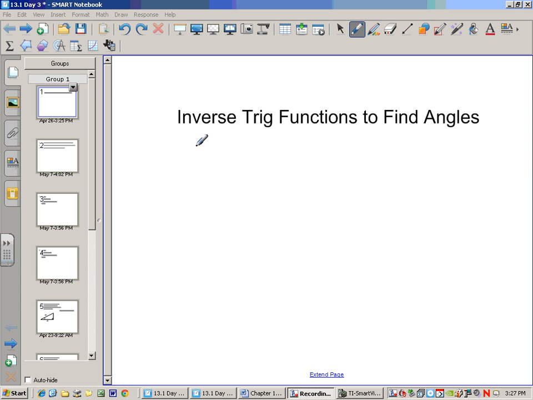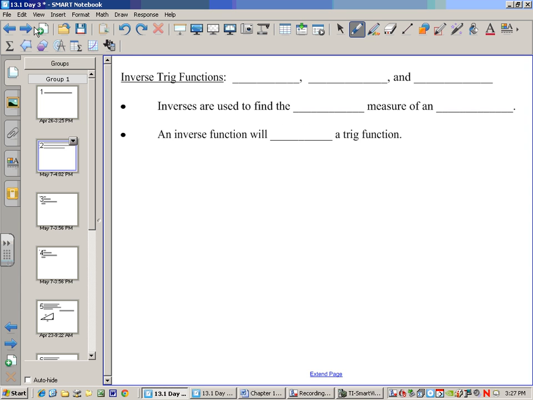Today we're going to look at inverse trig functions and we're going to use them to find angles. Now inverse trig functions, there's inverse sine, inverse cosine, and inverse tangent. Now it looks like each of them have an exponent of -1, but we call it inverse sine, inverse cosine, and inverse tangent. Inverses are used to find the degree measure of an angle.